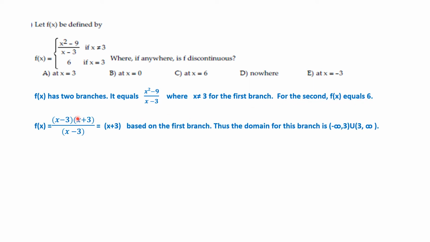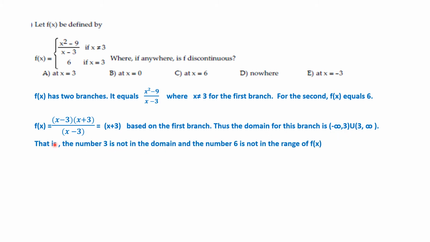Now we could just go ahead and manipulate this. So x squared minus 9, its factors are x minus 3 multiplied by x plus 3. And of course the denominator is x minus 3, so we can cancel x minus 3 with x minus 3. So f of x will be equal to x plus 3 based on the first branch. Thus the domain for this branch is from negative infinity to 3 union 3 to infinity, because x equals 3 is not included. So that's why we're excluding 3 over here.